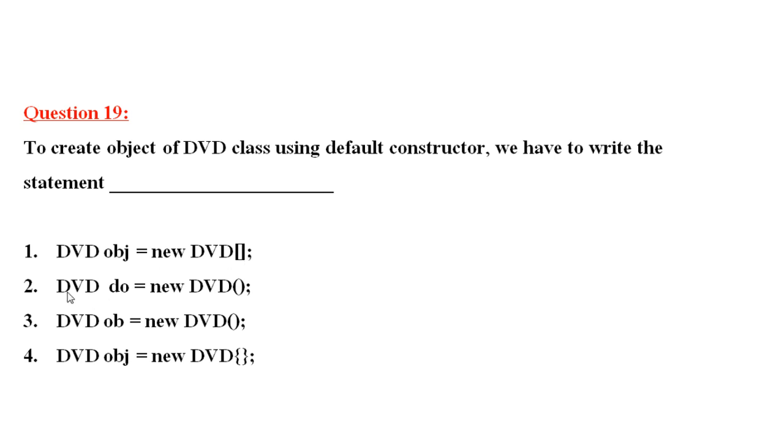The second one, DVD DO. Now DO you have taken as object name, which is a reserved word, so this is also incorrect. Number 3, DVD OB is equal to new DVD, so this is okay because class name object name is equal to new constructor name, and constructor is same as the class name, so number 3 is right.